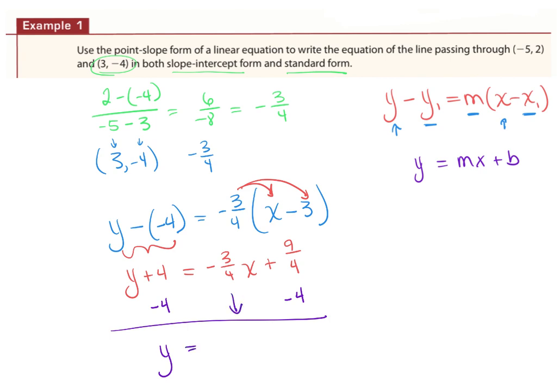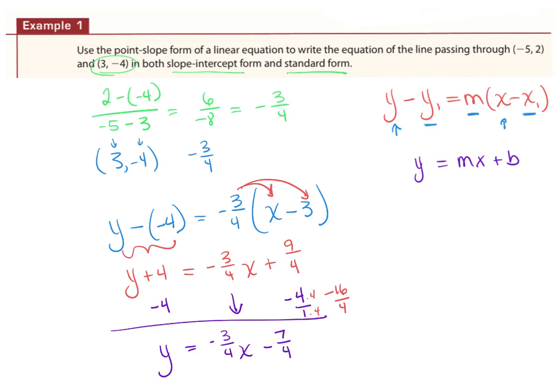My slope doesn't have anything that's affecting it, so we're just going to say negative 3/4 x, right? And then I need to combine these two. This is a 4 over 1. What do I need when I'm adding fractions? Common denominator. So I'm going to multiply both of those by 4. So that's going to be negative 16 over 4 that I'm adding. Positive 9 and negative 16 will give me a negative 7 over 4.